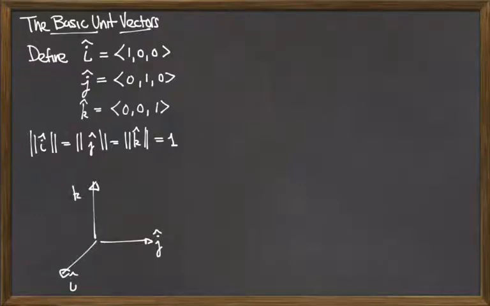Geometrically, you should think about these vectors as forming your coordinate system. So i runs parallel to the x-axis for 1 unit. If we're in standard position, j runs parallel to the y-axis, and k runs parallel to the z-axis. These three vectors sit at right angles to each other.